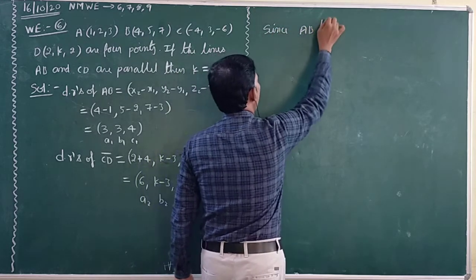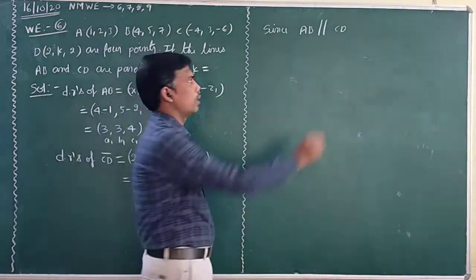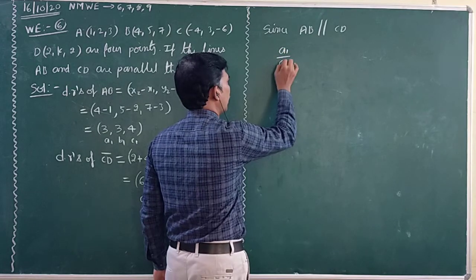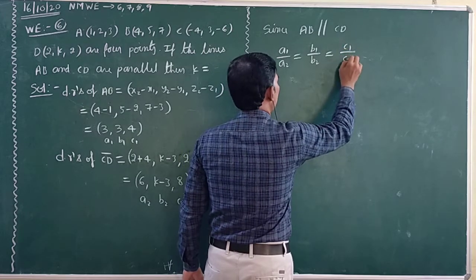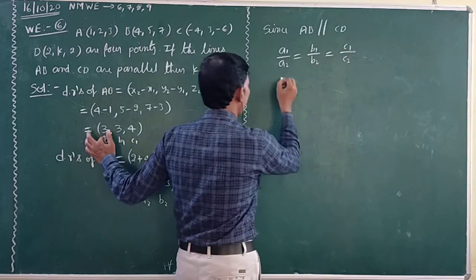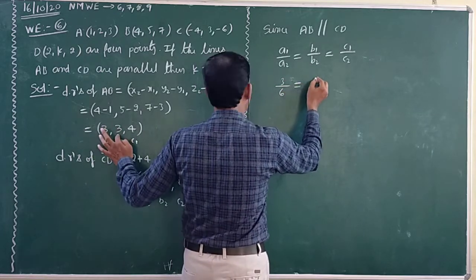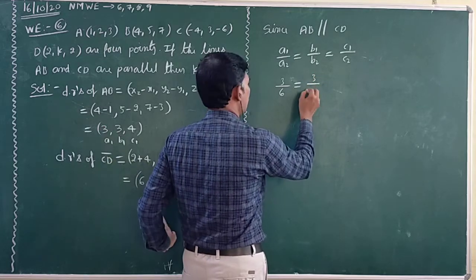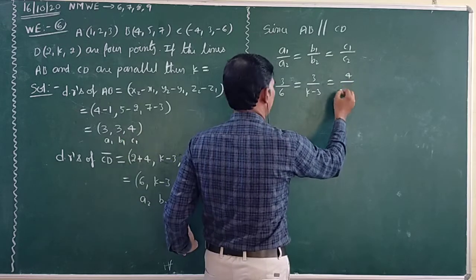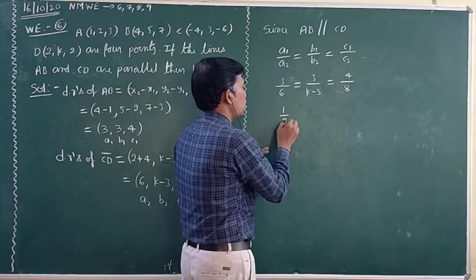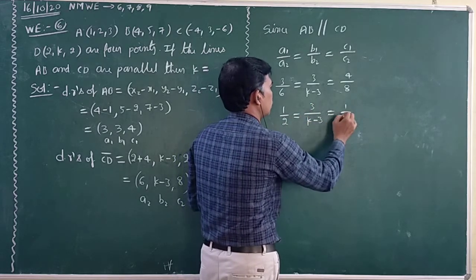Now, since AB is parallel to CD, what is the condition? Two lines are parallel. Then, what is the condition? A1 by A2 is equal to B1 by B2 is equal to C1 by C2. Now, substitute here. A1 means 3 by A2 means 6. That is equal. B1 means 3 by B2 means k minus 3. That is equal. C1 means 4 by C2 means 8. So 1 by 2 is equal to 3 by k minus 3 is equal to 1 by 2.